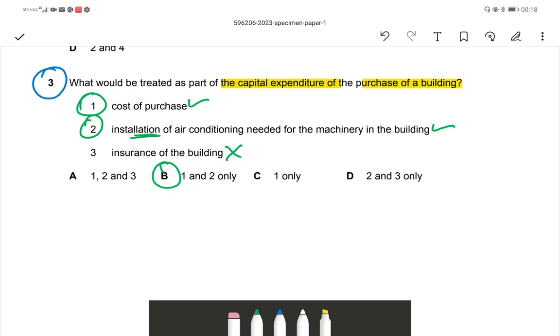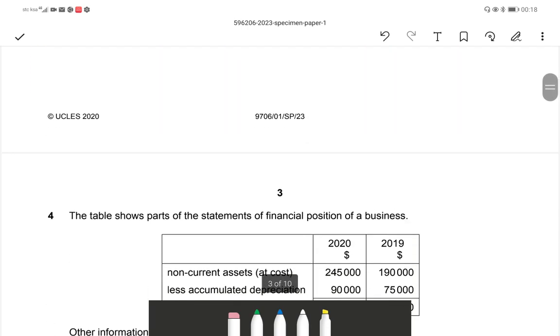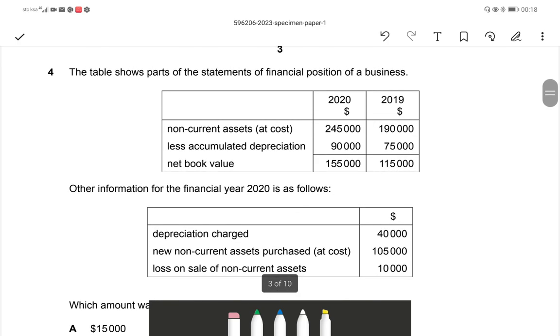Next, question number 4. The table shows part of the statement of financial position. There are 2 tables given here. The first table shows 2019 and 2020 data of the non-current asset. Cost is given, accumulated depreciation is given, then net book value. Then one more table for 2020 is given.